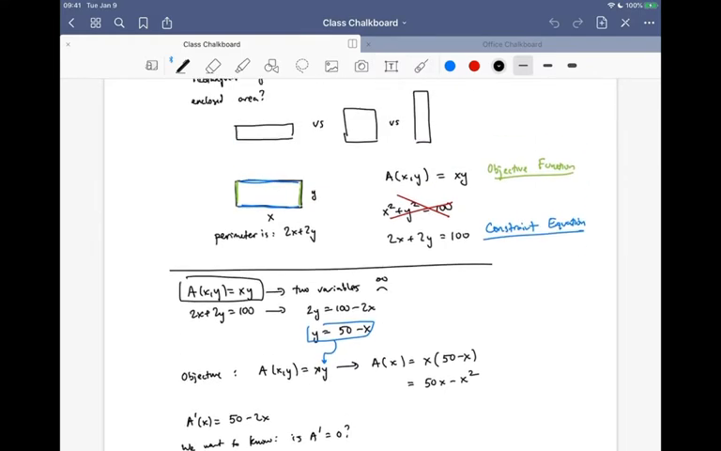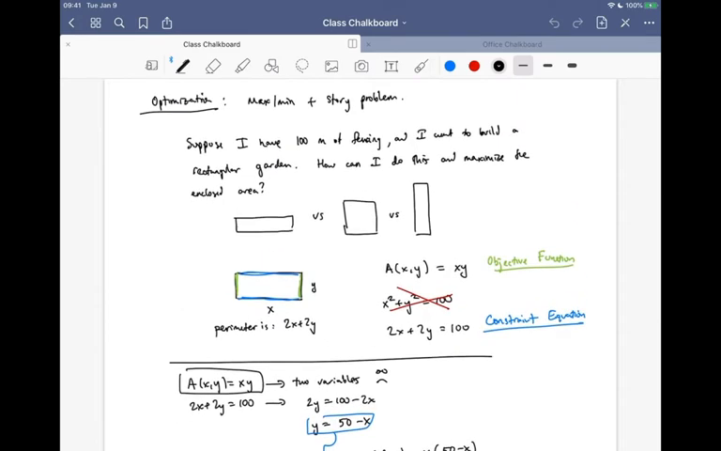The last time we were talking about optimization, so let's just run back through the problem we were working on, which was we have 100 meters of fence, and we wanted to build a rectangular garden. The idea was we wanted to maximize the area of the garden. There are a lot of ways we could do that, assuming we have a rectangle. We could have it long and skinny, or square, or somewhere in between. But we don't know exactly what shape will do the job.